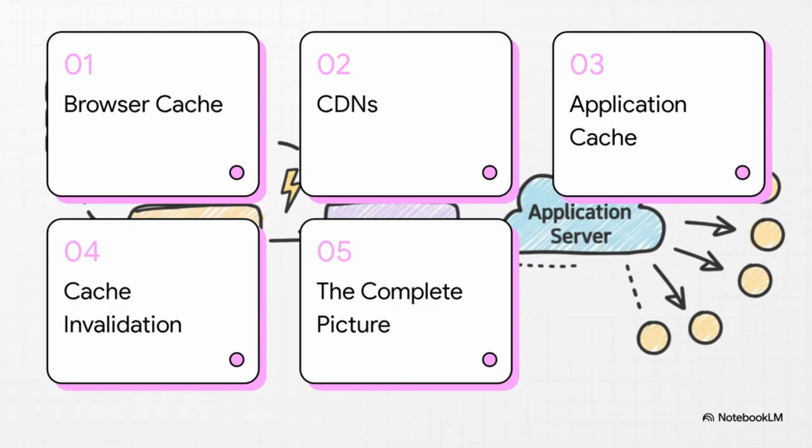To pull this off, modern systems use this whole hierarchy of caches. So in this explainer, we're going to follow a single request as it travels through each layer. We'll start with the cache that's literally inside your own browser. Then we'll move out to the global edge network of CDNs. And finally, we'll hit the application's own super fast in-memory cache. We'll also have to tackle the notoriously difficult problem of cache invalidation before we put it all together.